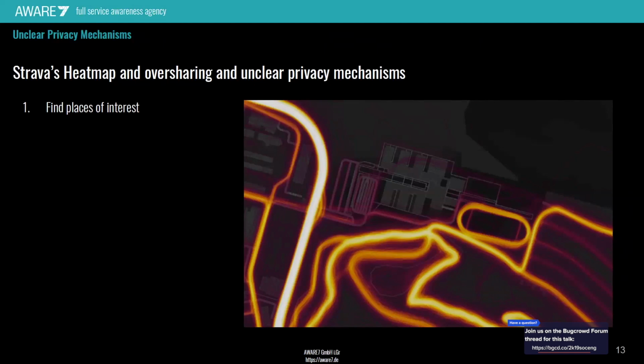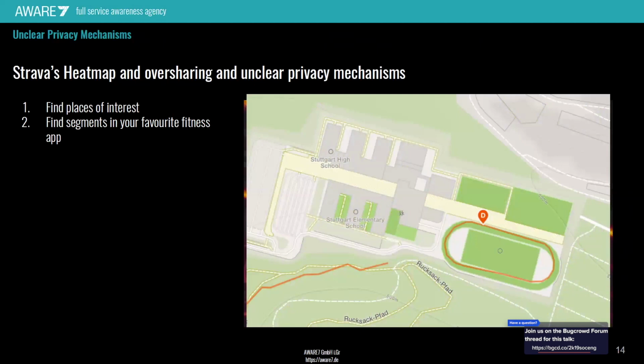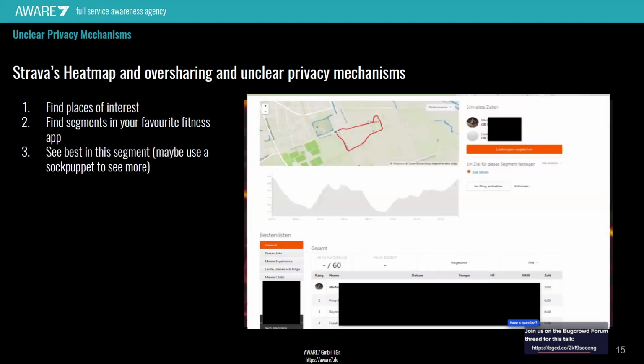And the first step we need to take is we need to find some place of interest. So this is a military site in Germany, and you can see that there is a circle on the picture, and this circle is called a segment. And now you can find this segment on your favorite fitness app. And a segment is basically something where you can compete online with other users of this app. So you need to run faster than them. And if we found our segment, we can see who is the best in the segment.